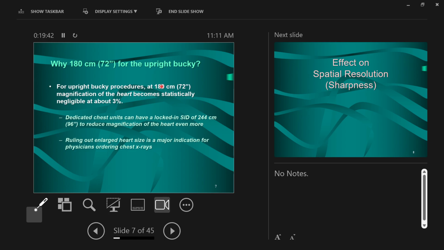Now, some facilities will have a dedicated chest radiography unit that might have a much, much longer SID, and it's locked, it's fixed. 244 centimeters or 96 inches is that distance. But anyways, it is variable potentially, but the two standards are 40 and 72 inches for good reason.